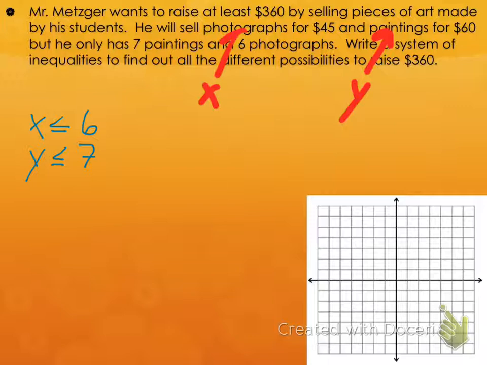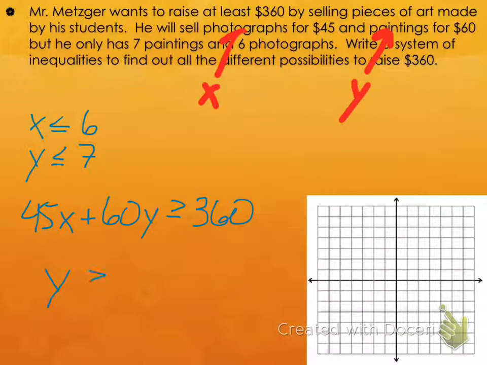So then I want to write an equation, so I'm going to go with 45X for photographs, plus 60Y for my paintings I sell. And then since I want to raise at least $360, I want to raise more money than $360. So when I get Y by itself, it's Y is greater than or equal to 6 plus negative 3/4 X.